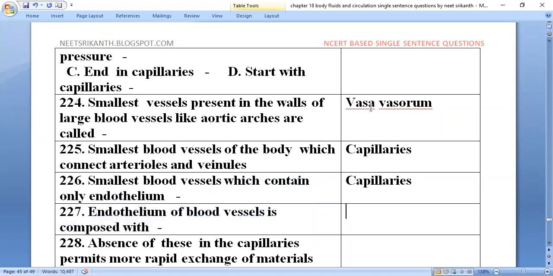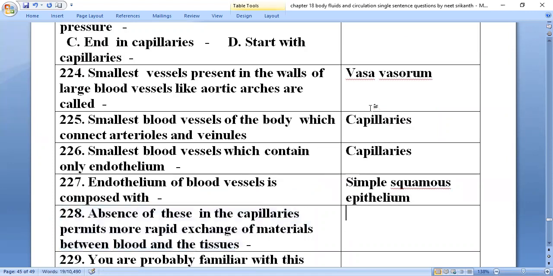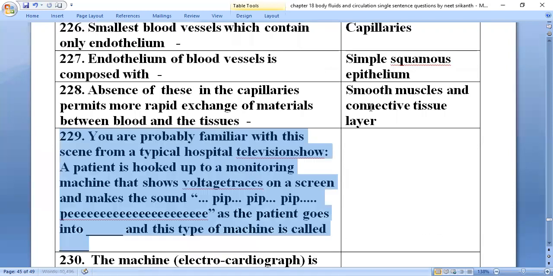The endothelium of a blood vessel is composed of simple squamous epithelium, which is very thin, helpful for the filtration of excretory wastes and gaseous exchange. Absence of smooth muscles and connective tissue layer in the capillaries permits more rapid exchange of material between the blood and tissues.